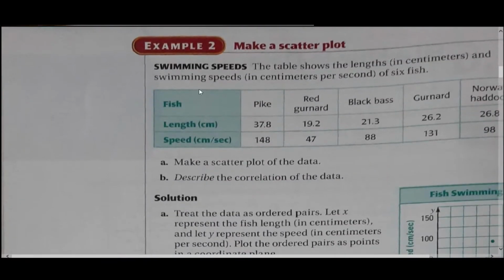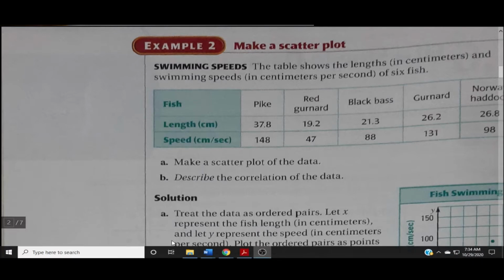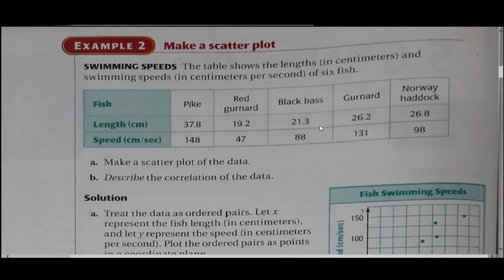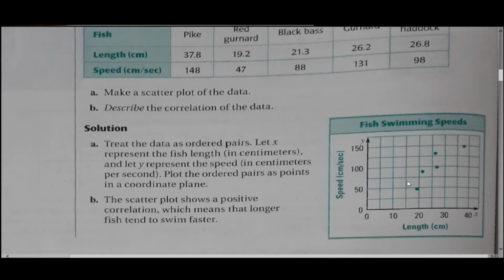Okay, so normally our approach to scatter plots is to plot the data. So we plot the data, and we notice this is a positive correlation, right? This is going up. So this says a positive correlation. The longer fish tend to swim. The longer they are, the faster they swim.